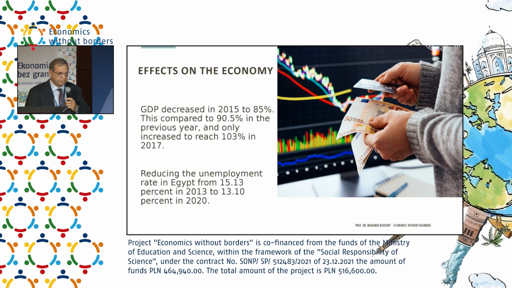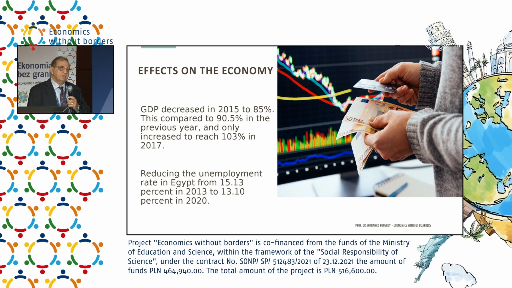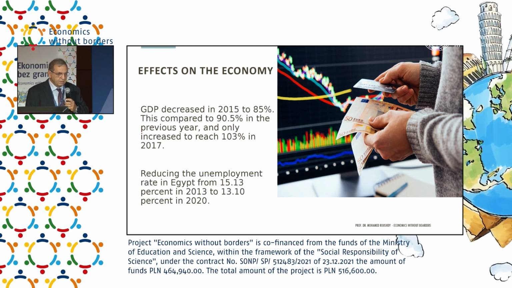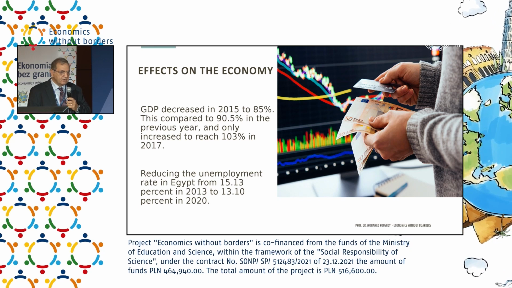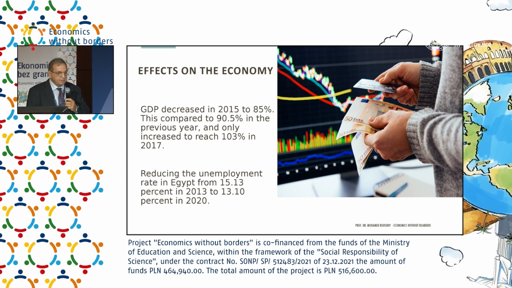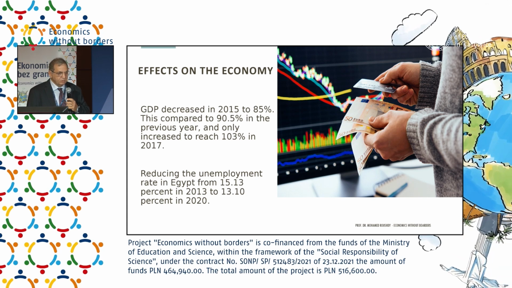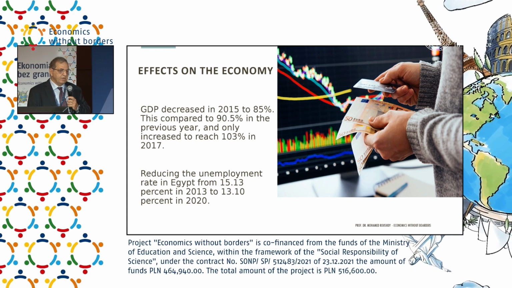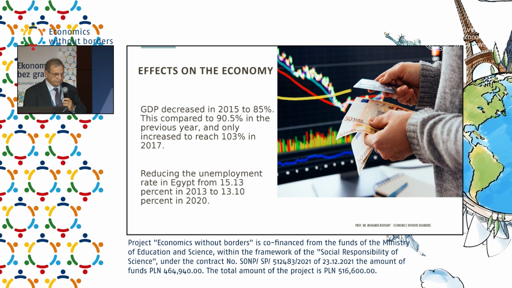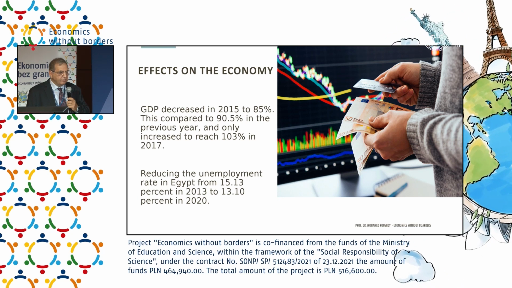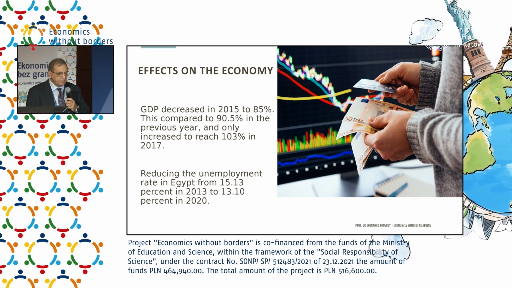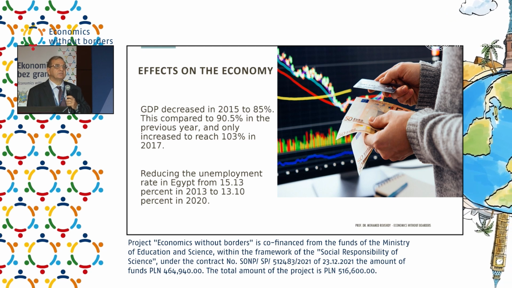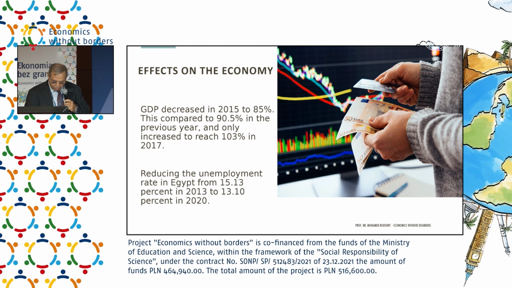So, the effect of the economy. The GDP decreased in 2015 to 85%, compared to 90% in the previous year, 2016, and only increased to reach 103% in 2017. Reducing the unemployment rate in Egypt from 15% in 2013 to 13% in 2020. That's the effect of the economy.